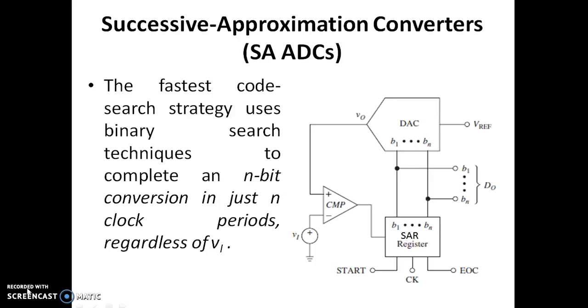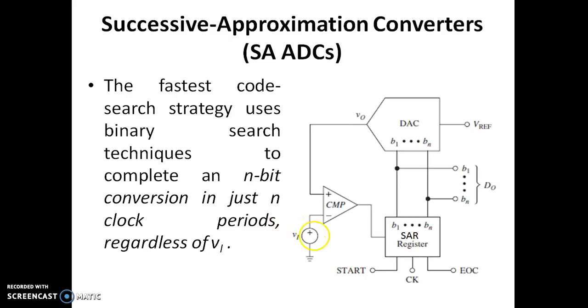Here, in case of successive approximation ADCs, there is a fastest code search strategy used so that we can complete the n-bit conversion in just n clock periods, regardless of the value of Vi. So whether the Vi is a very small voltage or a very large voltage, we end up converting that analog signal to digital form with only n clock pulses, irrespective of the amplitude of the signal.